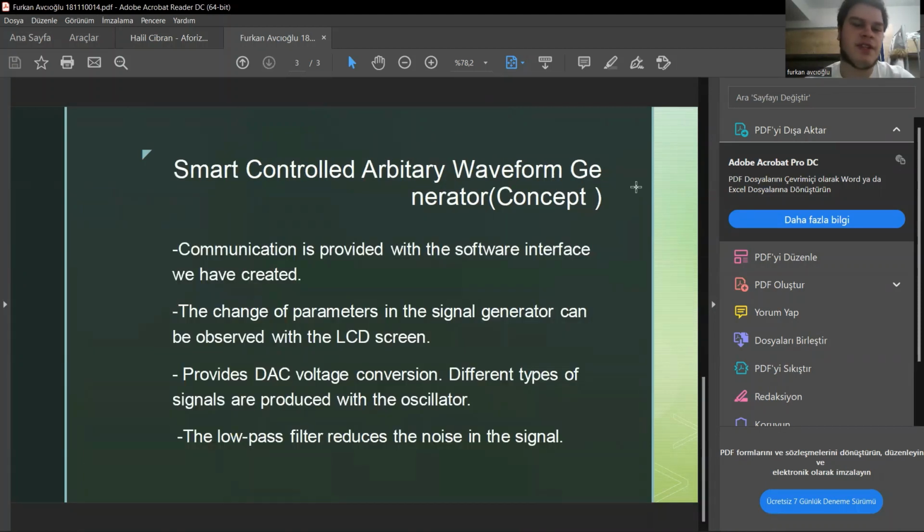Smart controlled arbitrary waveform generator concept. You look at that feature. Communication is provided with the software interface we have created. The change of parameters in the signal generator can be observed with the LCD screen. It provides DC voltage conversion, different types of signals are produced with the oscillator. The low pass filter reduces the noise in the signal.